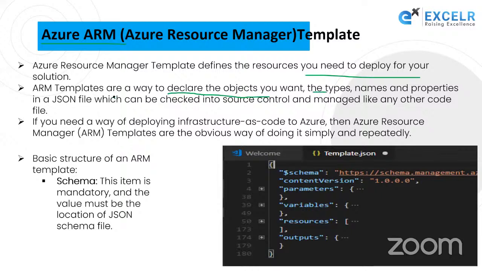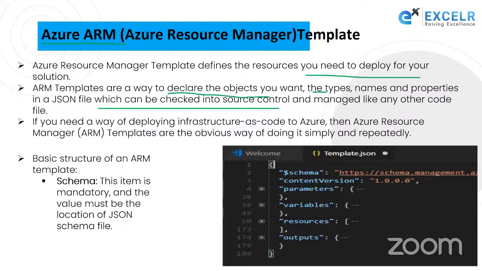The type, the name, and the properties are all defined in a JSON file, which can be checked in using your source control tool and then managed just like any application code. So this is Azure's native tool to provision infrastructure by writing code. If you need a way of developing your infrastructure as code on Azure, then the Azure ARM template is the way to do that.